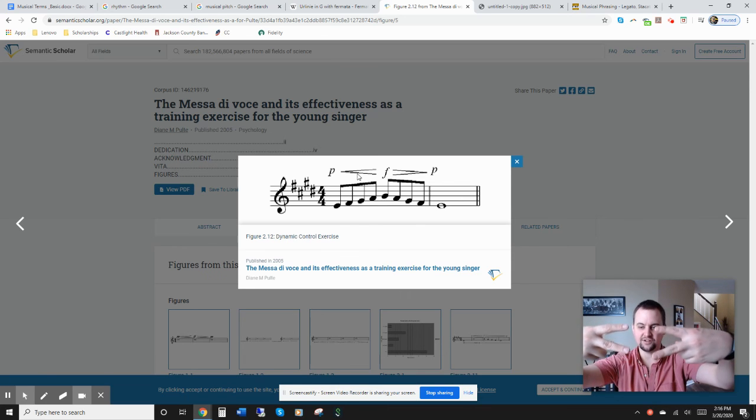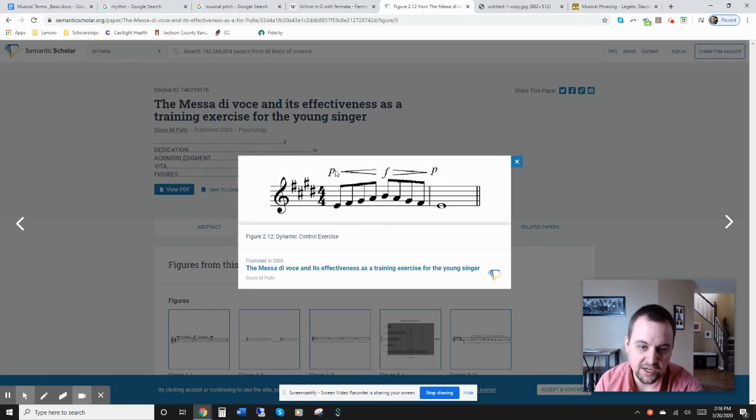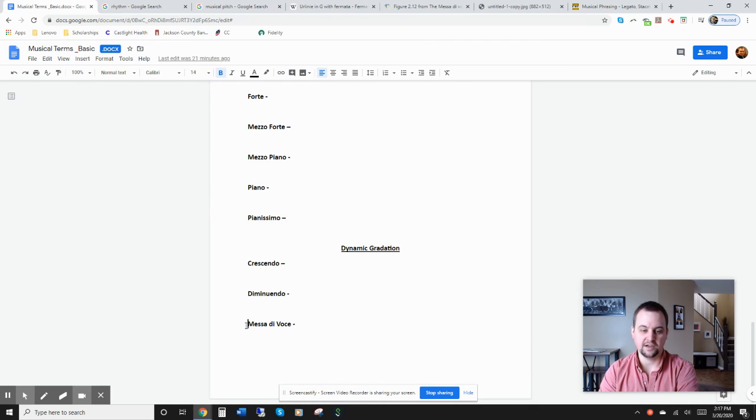Anyway, this is a messa di voce where you have a crescendo that leads immediately to a diminuendo. So here it actually gives you dynamic levels. It gives you a piano that crescendos to a forte that immediately diminuendos to a piano again. So you've got a pretty broad, pretty big shift, but as long as it's even, it should be good. So that is messa di voce, a crescendo that immediately leads into a diminuendo. And the starting point, the middle point, and the ending point, it's all subjective. It can all change, but that is the general idea.